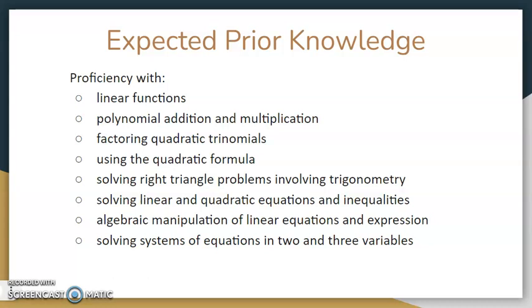There is quite a bit of expected prior knowledge that students should have picked up in their Algebra 2 or honors level courses. And you can read them here, but basically students should have proficiency with linear functions, polynomials, factoring quadratics, using the quadratic formula, solving right triangle problems using trigonometry that was learned in geometry, solving linear and quadratic equations and inequalities, algebraic manipulation of linear equations and expressions, and solving systems of equations in 2 and 3 variables.